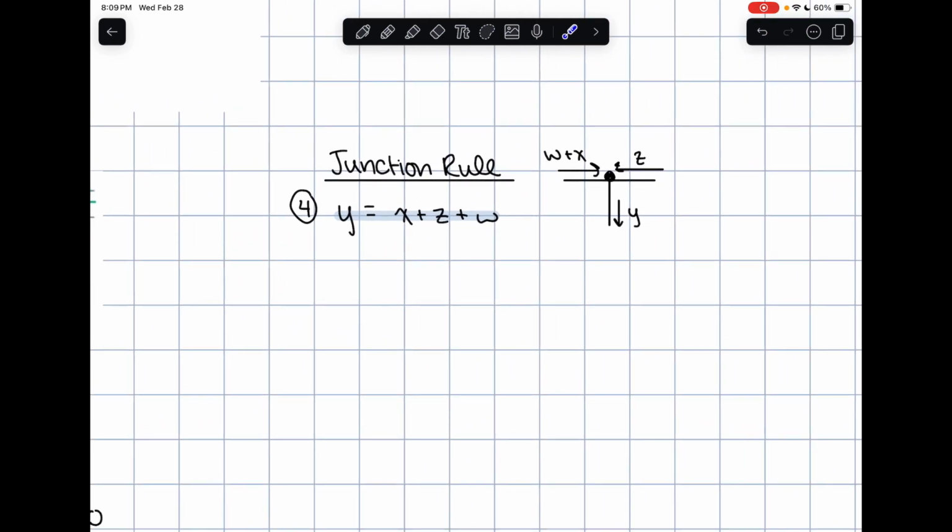From the junction rule, we know that these 3 currents added together must equal current Y, because in these circuits there is a conservation of charge. So we can write our 4th equation: Y is equal to X plus Z plus W.